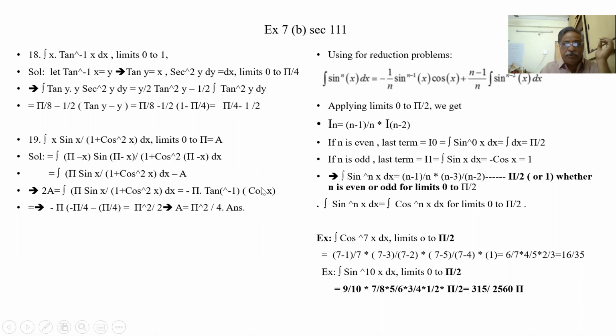How did we get it? If I put cos x as t, this becomes minus dt by 1 plus t square. So dt by 1 plus t square is tan inverse t. So tan inverse cos x, and minus will be there. Now when I apply the limits, what are the limits here? 0 to pi. Cos pi is minus 1. Tan inverse minus 1 is minus pi by 4. Tan inverse plus 1 is pi by 4. So minus of minus will cancel. This becomes pi by 2, pi square by 2. So 2a is pi square by 2, and a is pi square by 4.